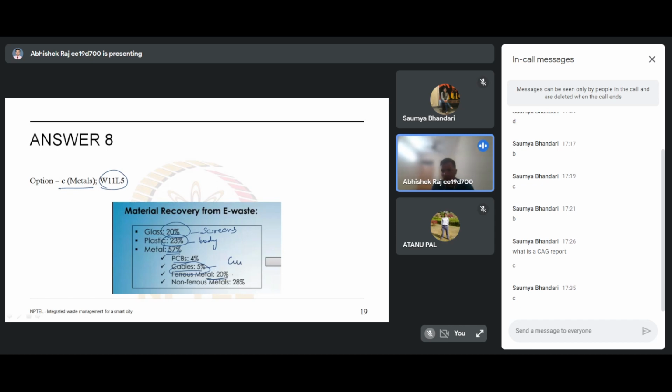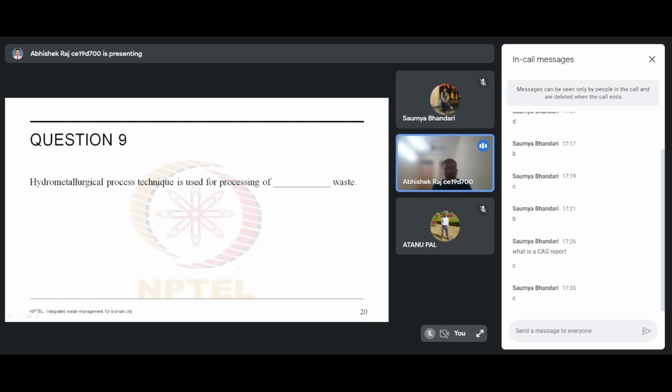Then we can have ferrous metal, which can include elements such as stainless steel. Non-ferrous metals we can have aluminum, copper, and there can be other elements also in e-waste which will come in non-ferrous metals, such as cadmium, lithium, which will be there in batteries. So moving on to the next question, question number 9. Hydrometallurgical process technique is used for the processing of which type of waste? Construction debris, municipal solid waste, biomedical waste, and e-waste. And we have some response for this.